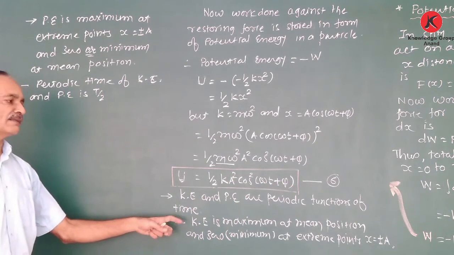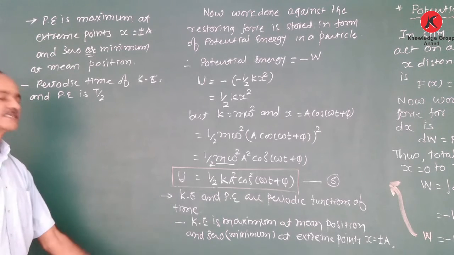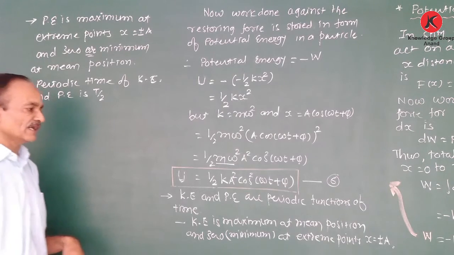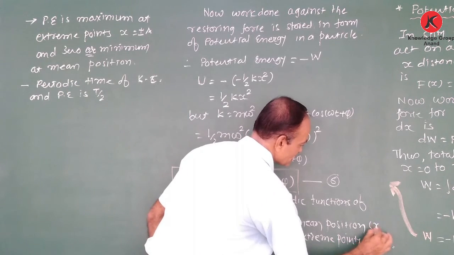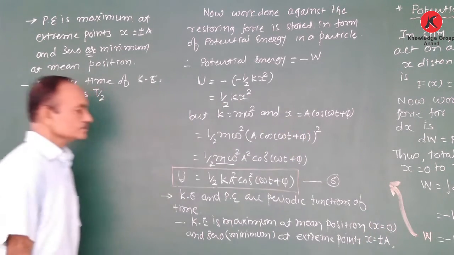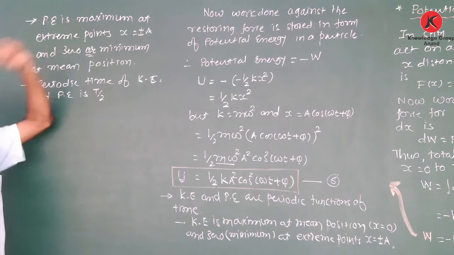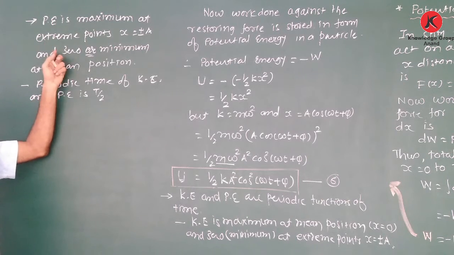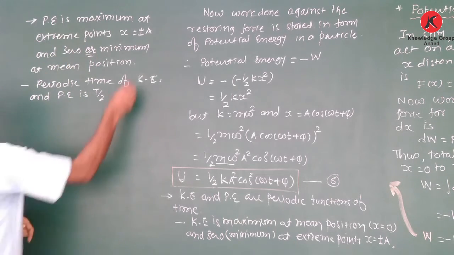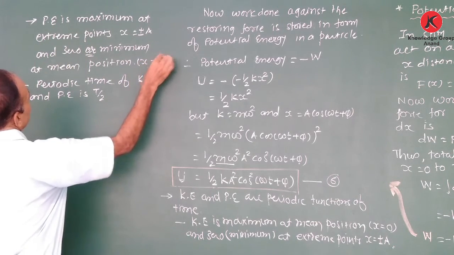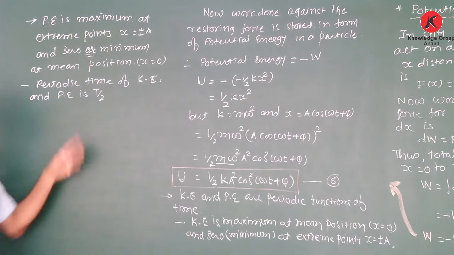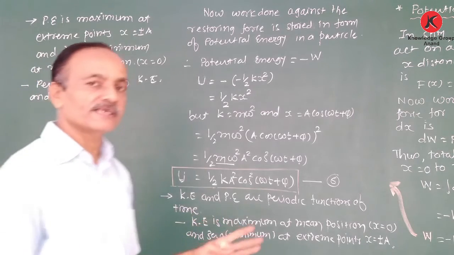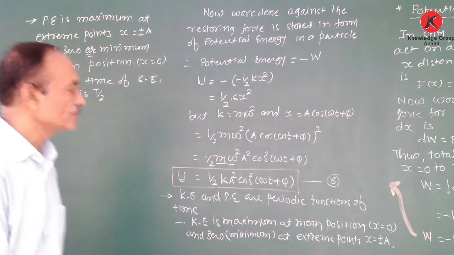Kinetic energy is maximum at mean position and 0, that means the minimum, at extreme point x is equal to plus or minus a. Mean position is x is equal to 0. Similarly, potential energy is maximum at extreme point x is equal to plus or minus a and 0 or the minimum at mean position x is equal to 0. Now, kinetic energy and potential energy both are periodic functions and periodic time is T by 2.